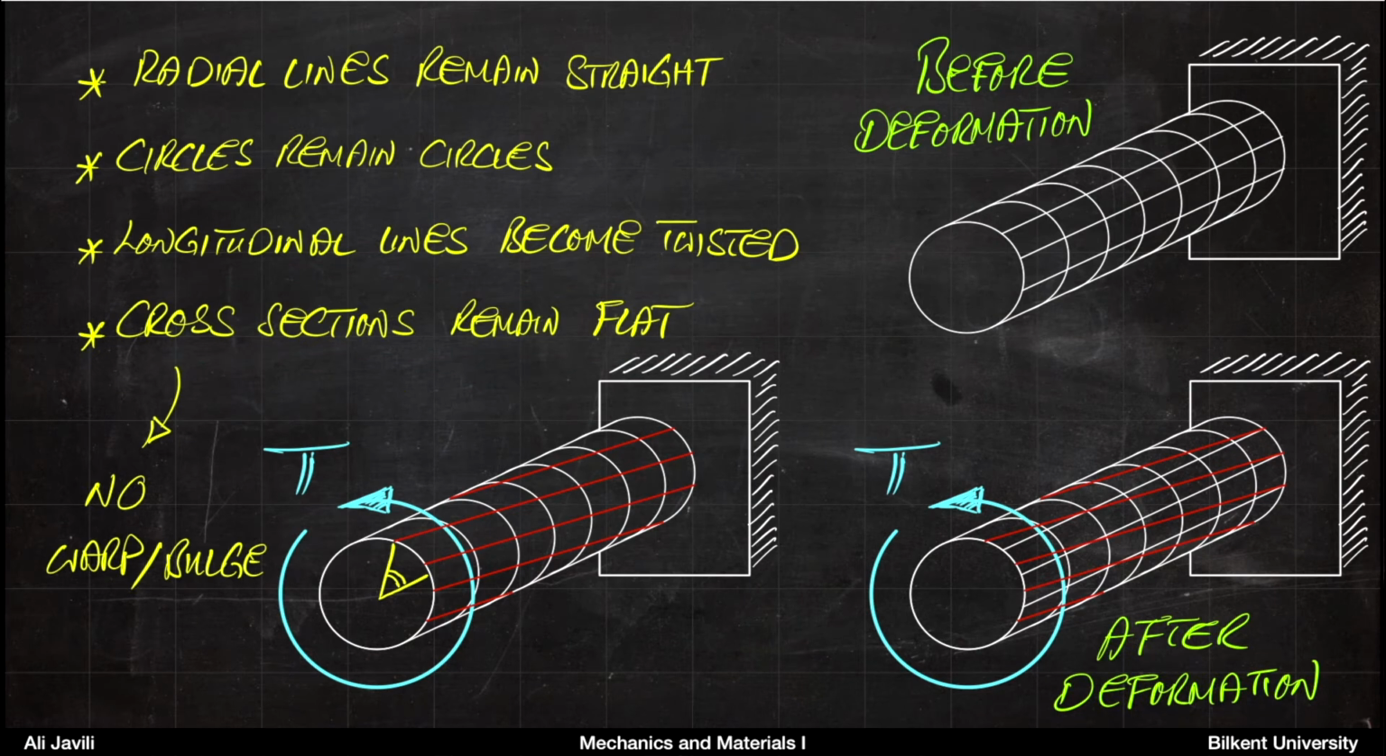The last assumption that we make is that cross sections remain flat. So you don't see a warping or bulging of a cross section. Basically, if you look from the side, every cross section remains exactly where it was.